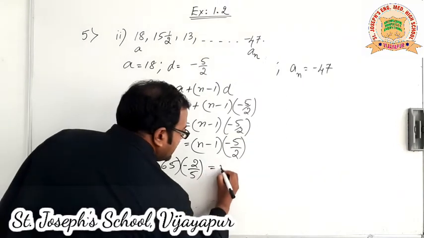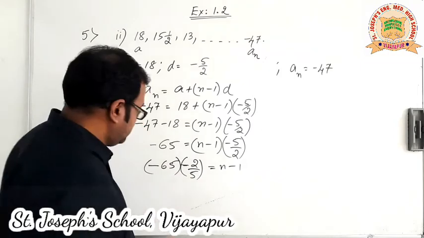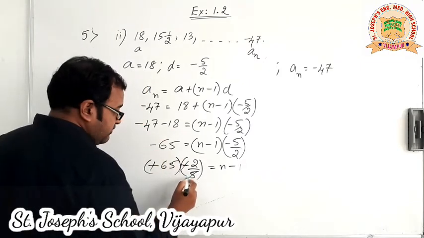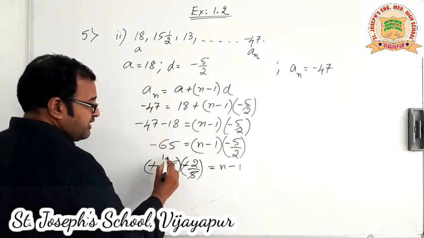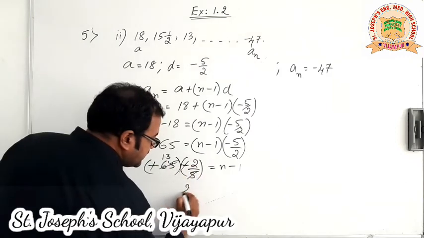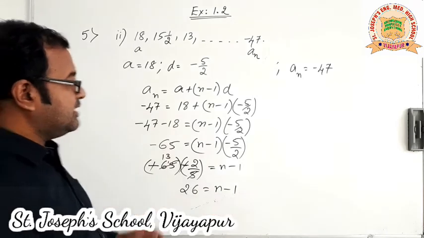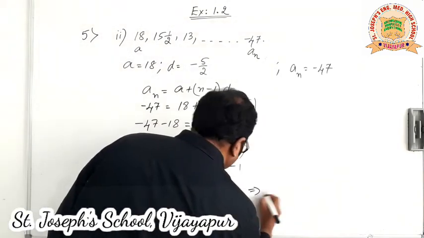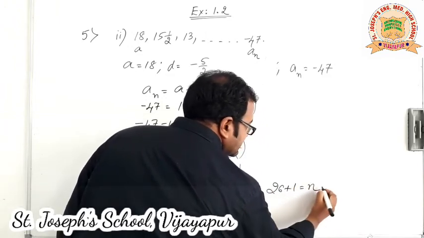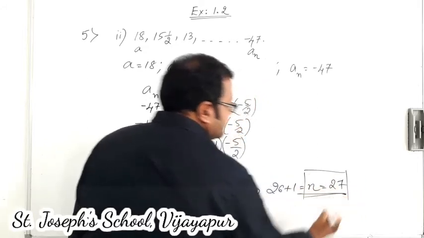That is equal to n minus 1. Minus into minus, plus. 5 ones are 5, 5 thirteens are 65. So we have 13 into 2, that is 26 is equal to n minus 1. Minus 1 comes to the other side, becomes plus 1. 26 plus 1 is equal to n. That is, n is equal to 27. Hence the answer.